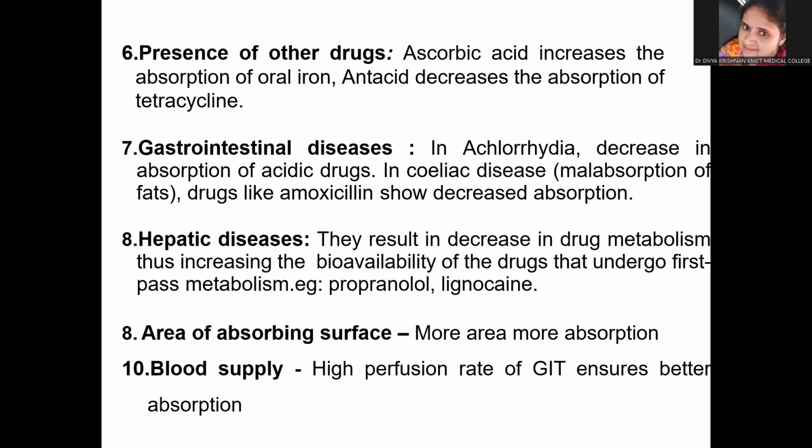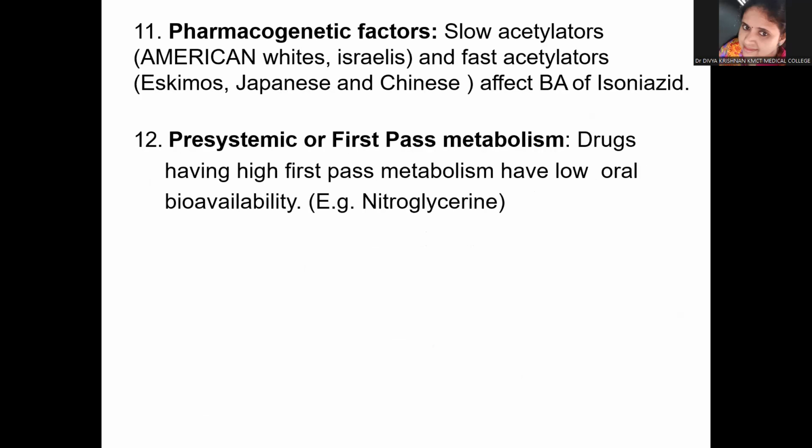The blood supply to the intestine also affects the bioavailability. If there is high perfusion of the GIT, that will ensure better absorption. If the blood supply to the intestine is decreasing because of age or other diseases, then it can affect the absorption or bioavailability of the drugs. Again, pharmacogenetic factors can also affect bioavailability. Different races can show different bioavailability of drugs.